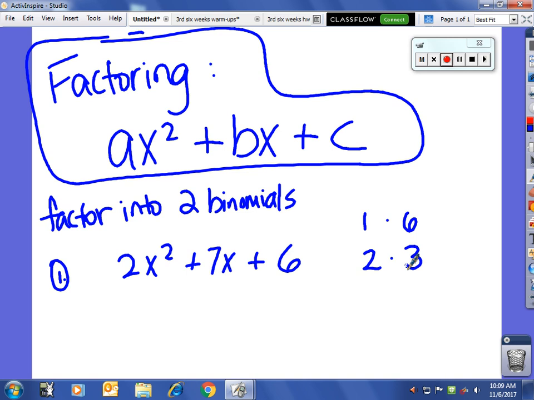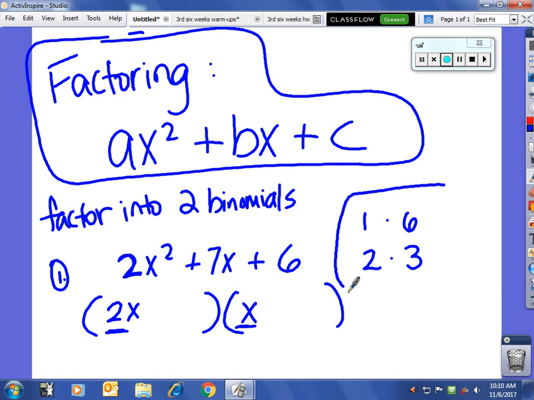Oh, this was a bad example to start with. The 1 and 6 will not work here, and that's because the 2 here is going to double one of your factors. Because think about it. Your first two positions here have to give you back 2x squared. Well, that's just not x times x anymore. It's going to be 2x times x. Yeah, these are my pairs that I'm going to start guessing with.